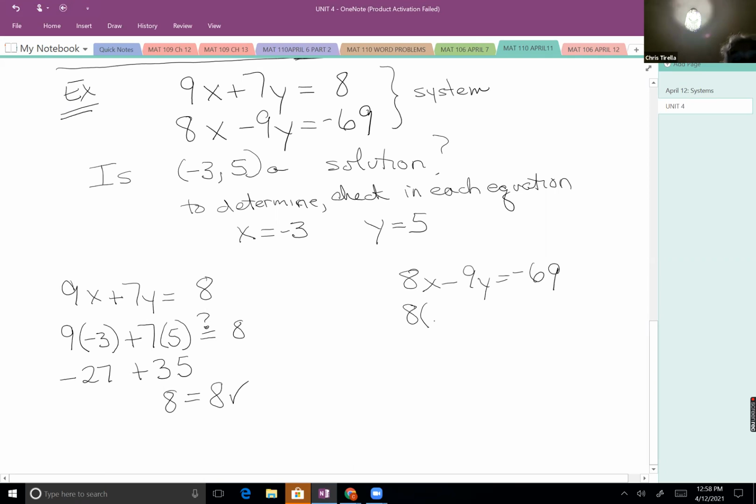Second equation, 8x with x being negative 3, minus 9y with y being 5. And I want to know, does that equal negative 69? 8 times negative 3 is negative 24. Minus 9 times 5 is 45. And that gives me negative 69. So it checks. And so here my answer would be yes, negative 3, 5 is a solution.